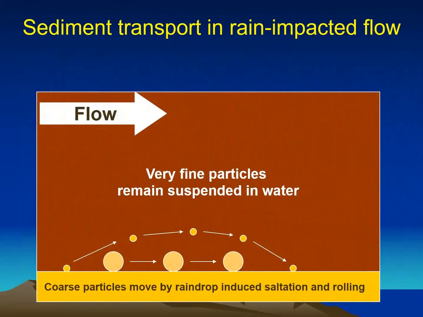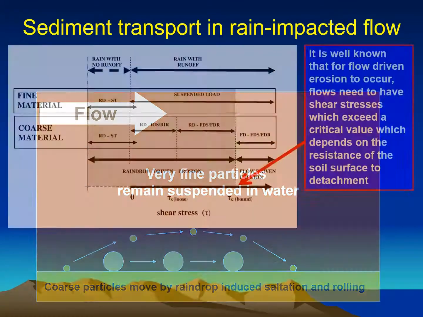So in this case we have fine material moving suspended in the flow, and we have coarse material moving by saltation. That is for sand as well as the biochar, and we also see biochar moving by rolling.